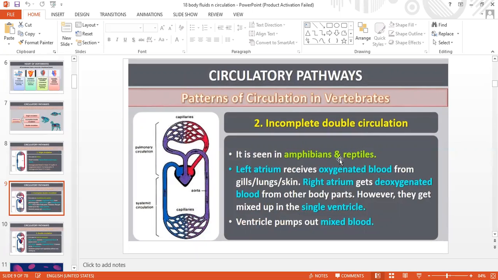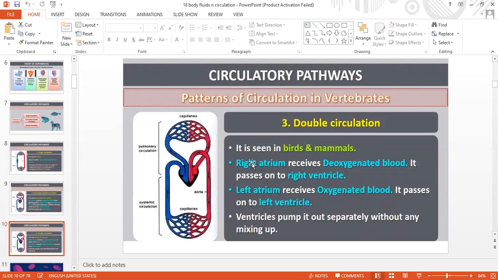Incomplete double circulation is seen in amphibians and reptiles. In this, the left atrium receives oxygenated blood from the gills, lungs, or skin, and the right atrium receives deoxygenated blood from the body. Both the deoxygenated and the oxygenated blood come into the ventricle where they get mixed, and then this mixed blood is passed to different parts of the body.